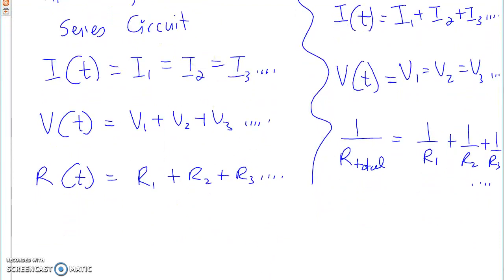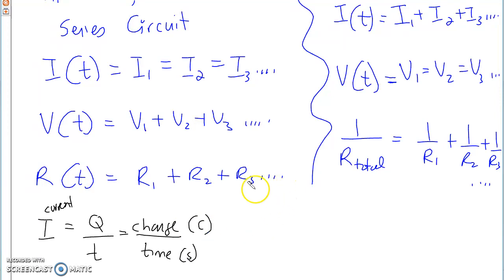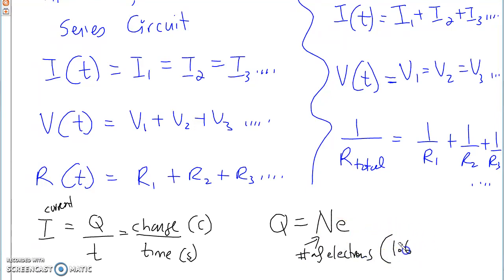A few other things of note that we need to remember are as follows. I, current, measured in amps, is Q divided by T. Q is your charge, measured in coulombs, and T is your time, measured in seconds. This is coulombs over seconds. And Q is also calculated as the number of electrons times the charge of an electron, which is 1.6 times 10 to the negative 19 coulomb.